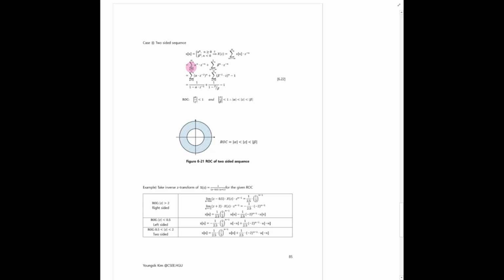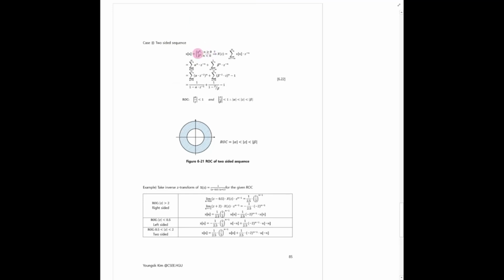Lastly, consider the two-sided case. The two-sided case is shown here: if n is positive, it's alpha to the n, and if n is negative, it's beta to the n. We would like to take the G transform of that one, so we need the summation of this. We can decompose it into the positive sequence and the negative sequence in this way. In the positive sequence, it's alpha to the n and g to the minus n. And the summation from minus infinity to minus 1 of beta to the n and g to the minus n. Then we can add 0 here and subtract the minus 1 term. You know that for n equals 0, that is 1.